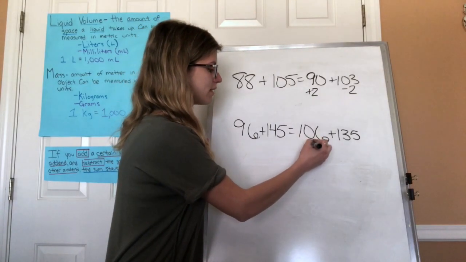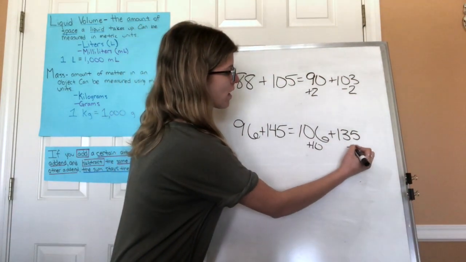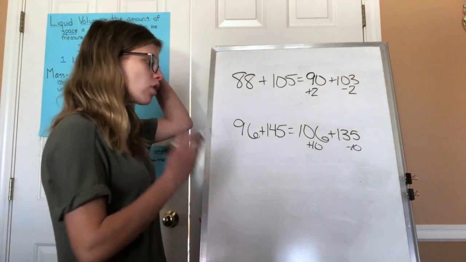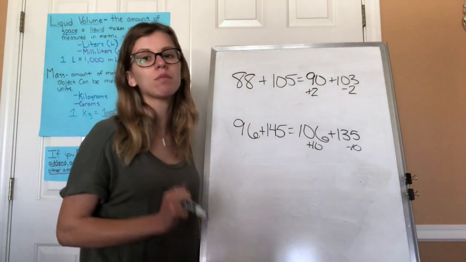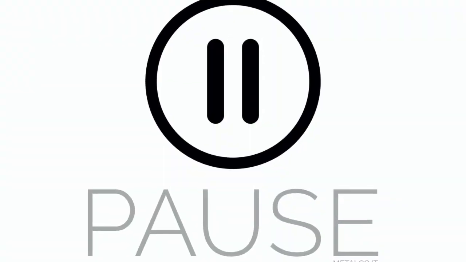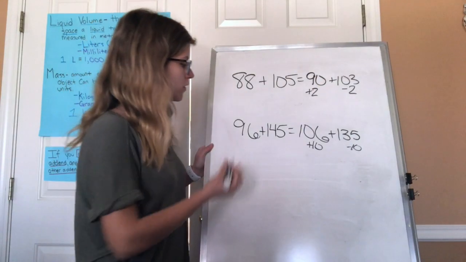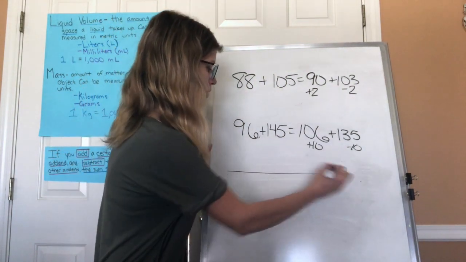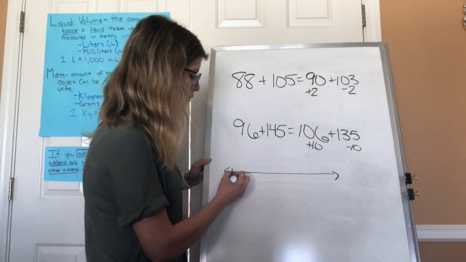I added 10 to 96, and then I took away 10 from 145. Pause me and try to figure out if these equations have the same sum. So for my first equation, 96 plus 145, I'm making a number line, and I'm going to start with 145 since that's my bigger number.